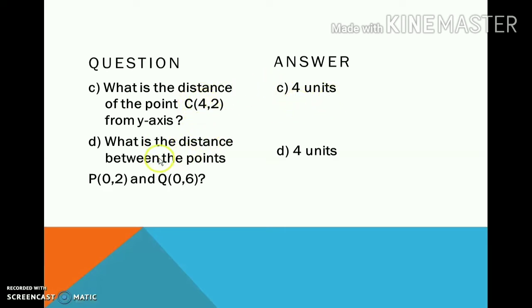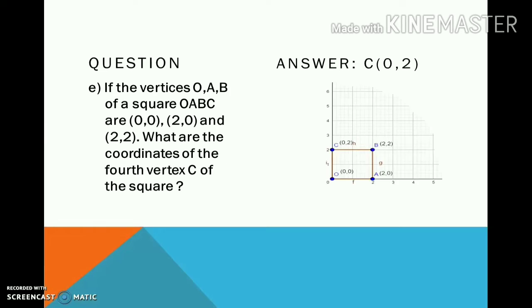What is the distance between the points P 0, 2 and Q 0, 6? अभी दोनों पॉइंट ही y एक्सिस पर लाई कर रहे हैं, तो इन दोनों के बीच में गैप है 4 यूनिट्स का. दोनों में डिस्टेंस है 4 यूनिट्स. ये आप कार्टेशियन प्लेन पर प्लॉट करके भी देख सकते हैं.